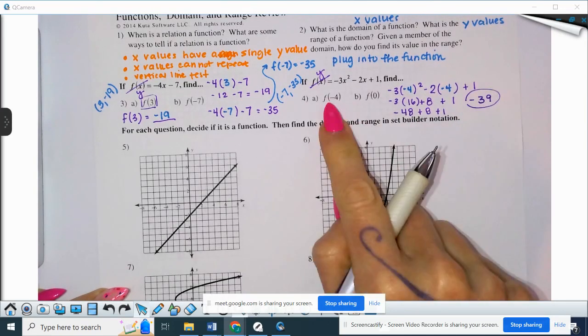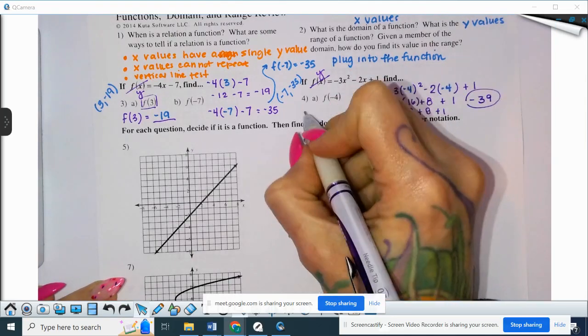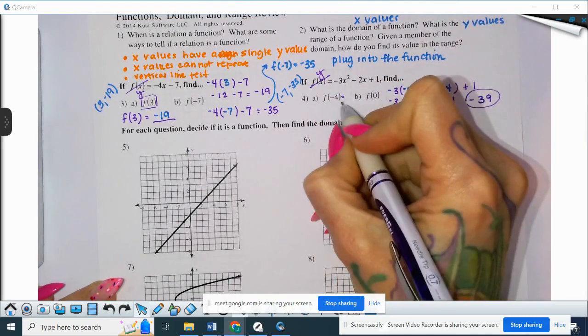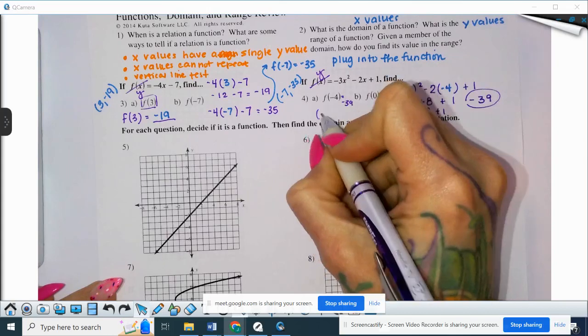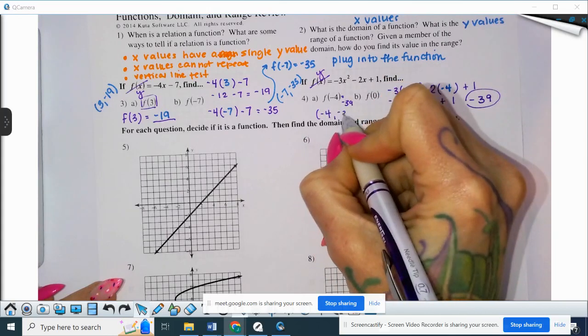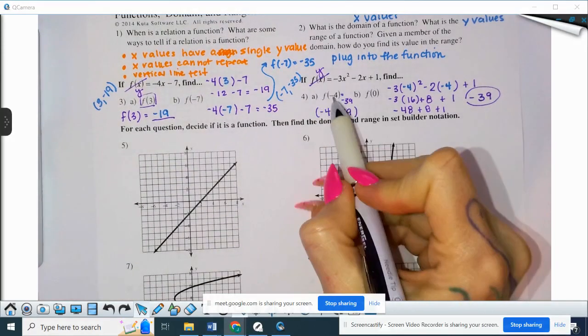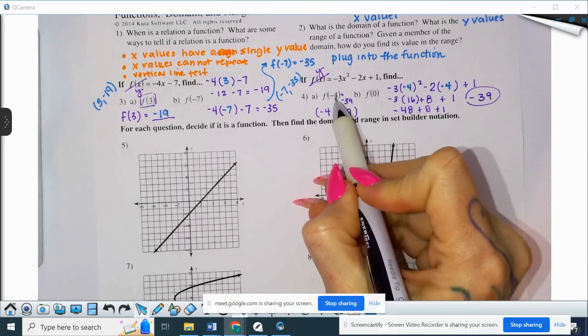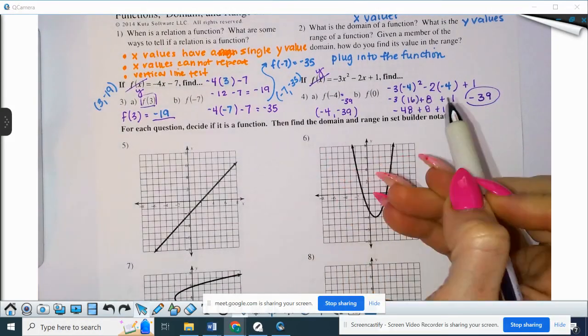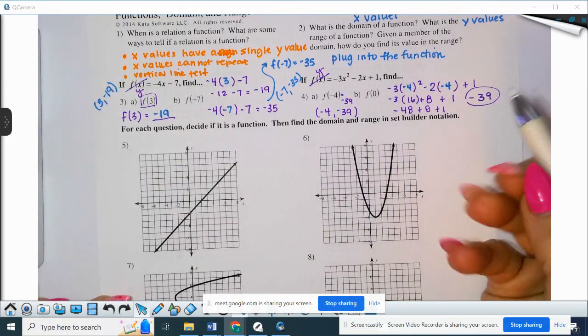So when x is negative 4, y is a negative 39. And as a coordinate, that'd be negative 4, negative 39. Because f of x, as its whole thing, is y. The number in the parentheses is going to be x. So, because again, f of x, we replaced x with the number inside the parentheses. So you're just going to do the exact same thing for trying to find your output or y value.